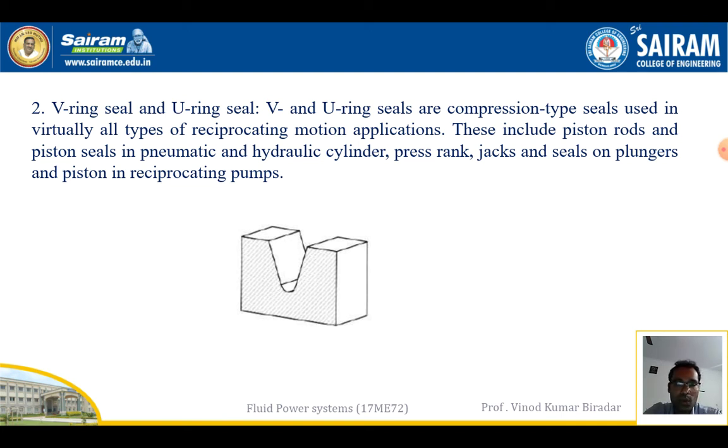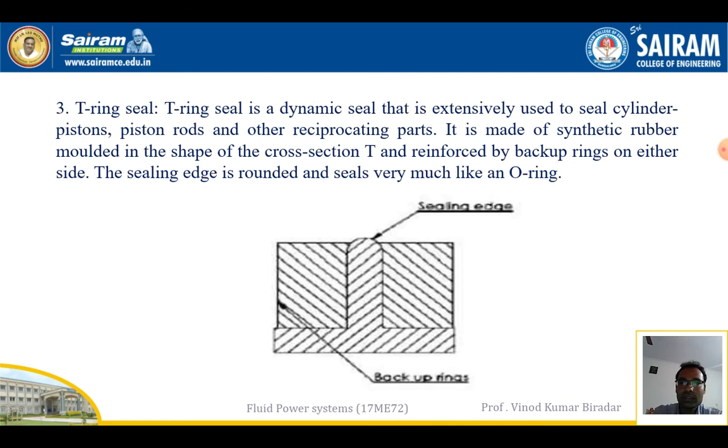So where there is reciprocating motion in a hydraulic power system, in such conditions we use the V-ring and U-ring. See the diagram: it is U-shaped and V-shaped, hence it is called a V-ring. The next one is the T-ring. Why is it called a T-ring? Because it looks like a T shape, hence it is called a T-ring. Nothing more to it: O, U, V, T, just based on appearance.